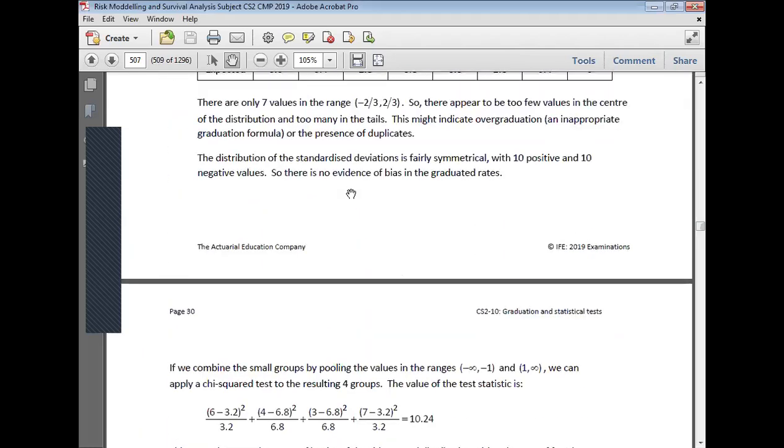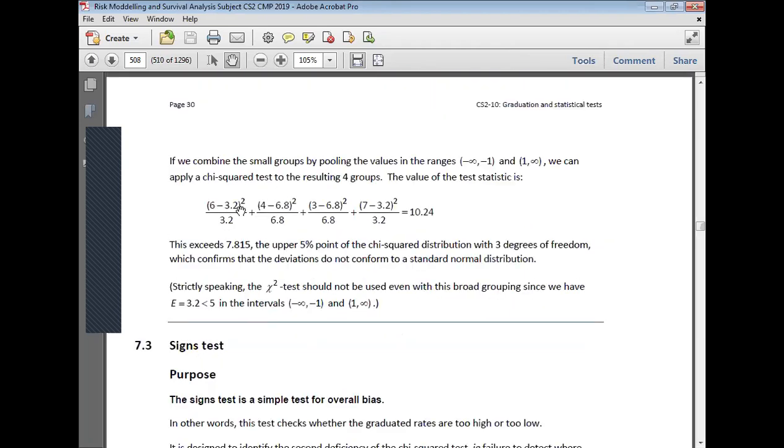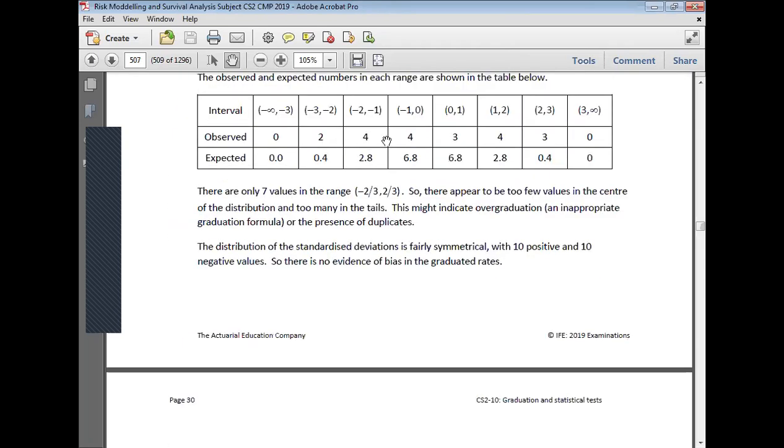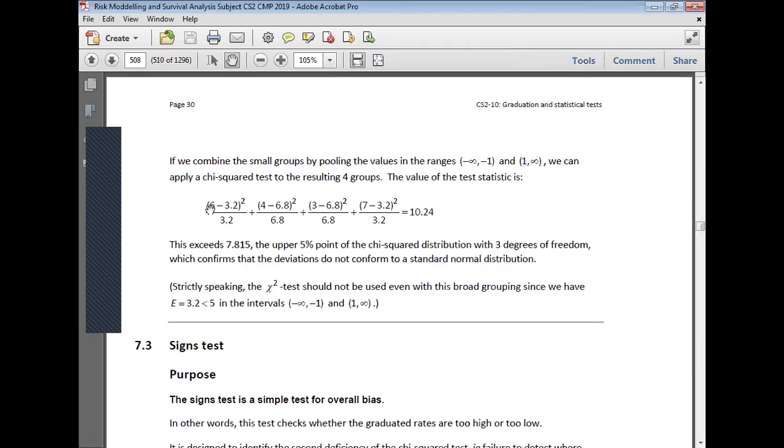So again, if you combine these 2.8 with 0.4 and 0, you get 3.2. And here is 0, 2 plus 4 is just 6. So 6, observed minus expected squared upon the expected. And this you will do for all the cases. And this is your value of the test statistic.